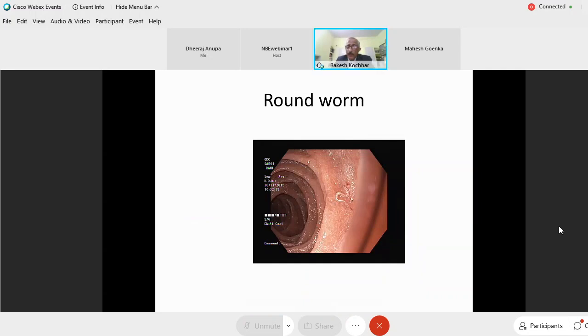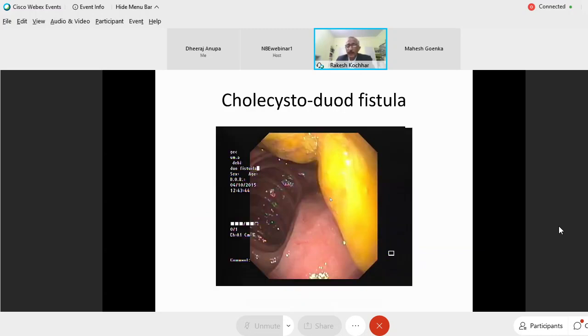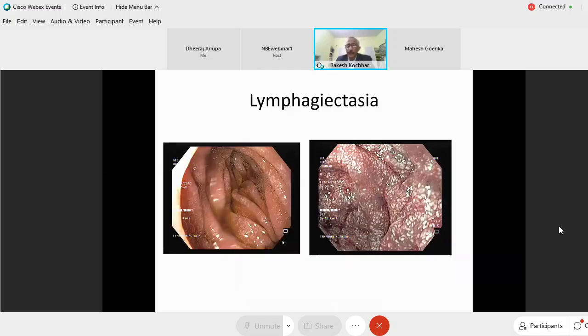Now, don't just look at the mucosa. This was a case of roundworm in the second part of the duodenum. Giardia patients may have hyperemia, and for giardia, you can take a duodenal biopsy or duodenal fluid to look for giardia. Now, this could be interpreted as just food residue in the duodenum. This was actually a cholecystoduodenal fistula with stones migrating into the duodenum.